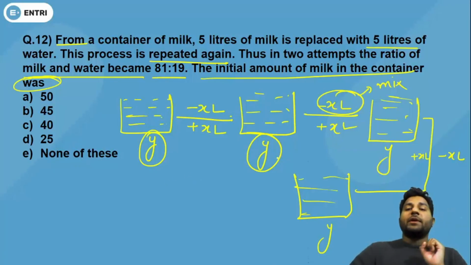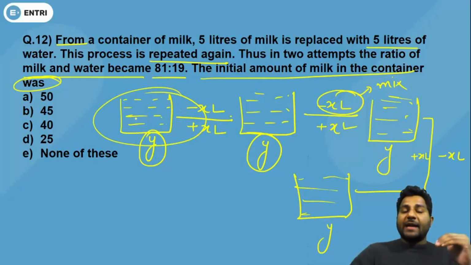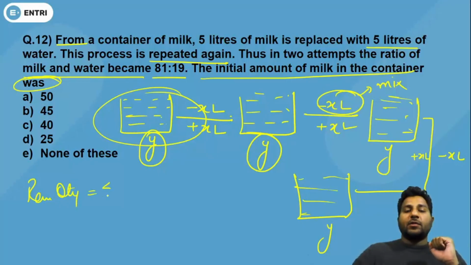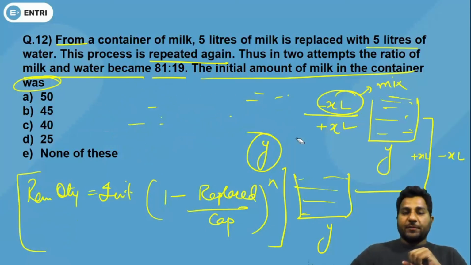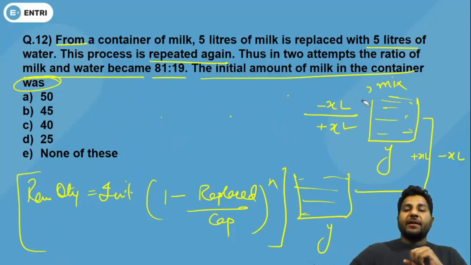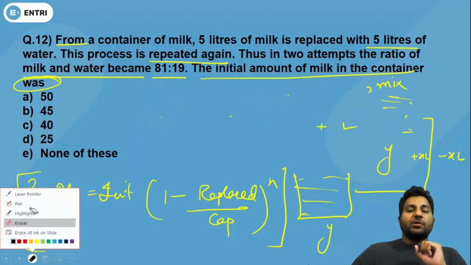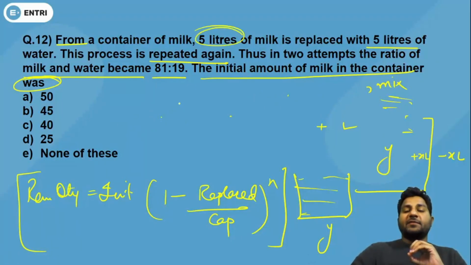So how are you going to find the remaining concentration of that element? You will use the formula: remaining quantity of that element is equal to initial quantity of that element times 1 minus replaced quantity divided by capacity, to the power n. The power n relates to the number of times you have repeated the procedure. So it has been repeated how many times? 2 times, and 5 liters has been replaced.